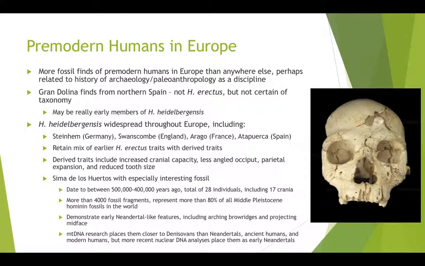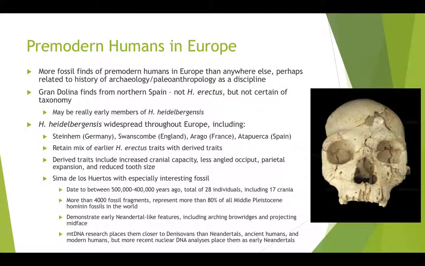There's a cave complex in northern Spain called Gran Dolina, which we talked about at the end of the last lecture. We had populations that weren't considered Homo erectus, but whose taxonomy was unclear. These may, in fact, be really early members of Homo heidelbergensis. They also, though, in some naming conventions, have been called Homo antecessor.